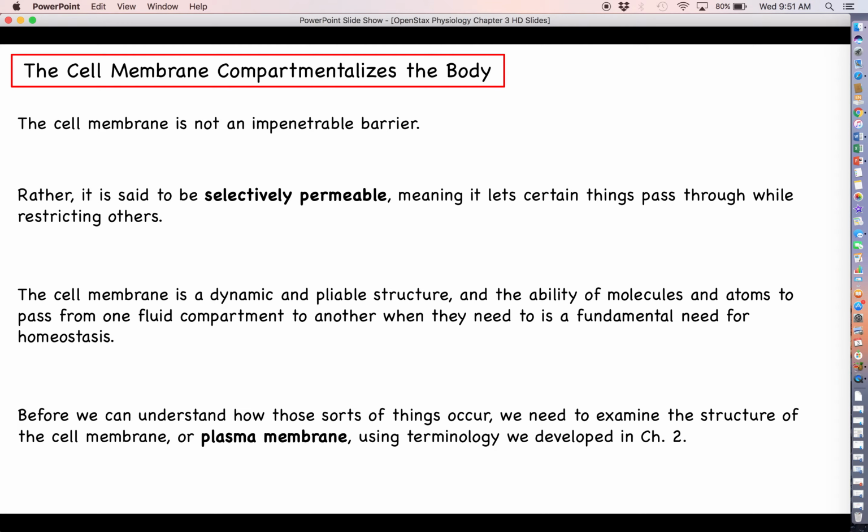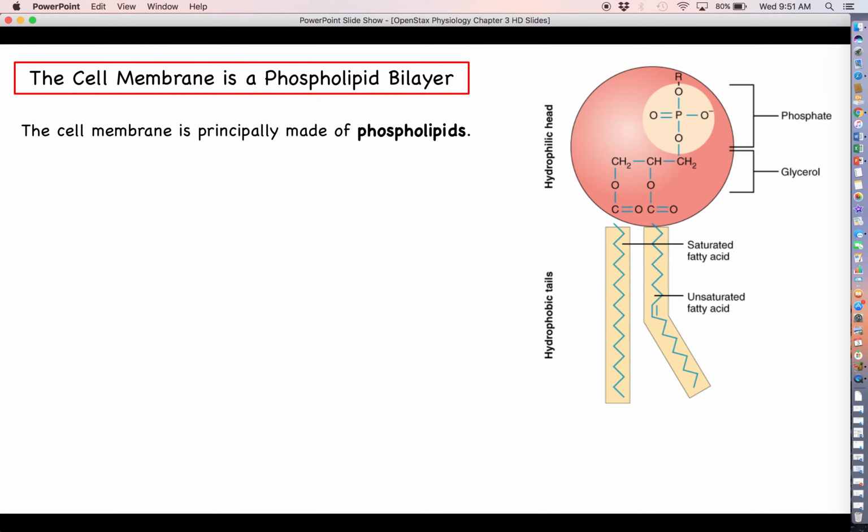Really, before we can understand how these sorts of things occur, we need to look at the structure of the plasma membrane, which is something that we touched on towards the end of chapter 2 when we started talking about lipids, but we really did not see the payoff for that. So let's go ahead and get into that.